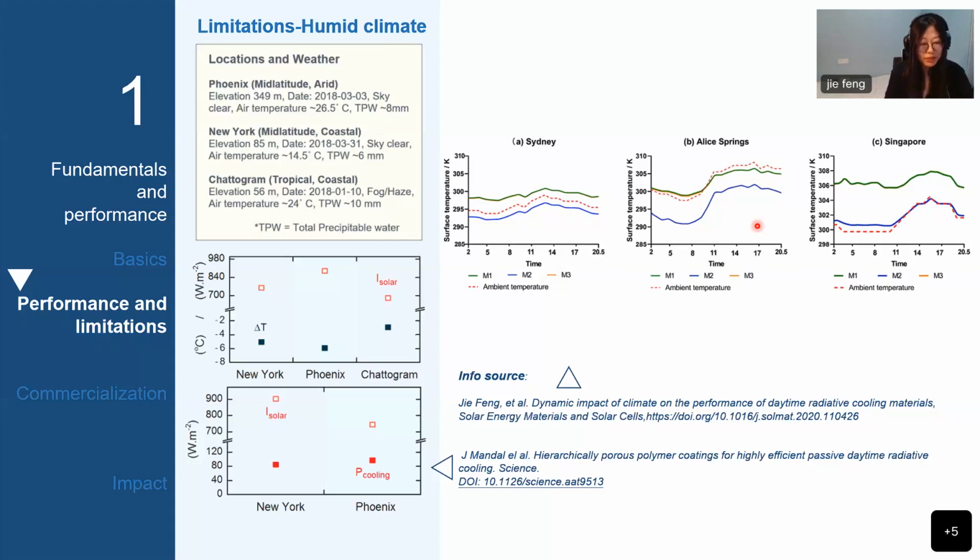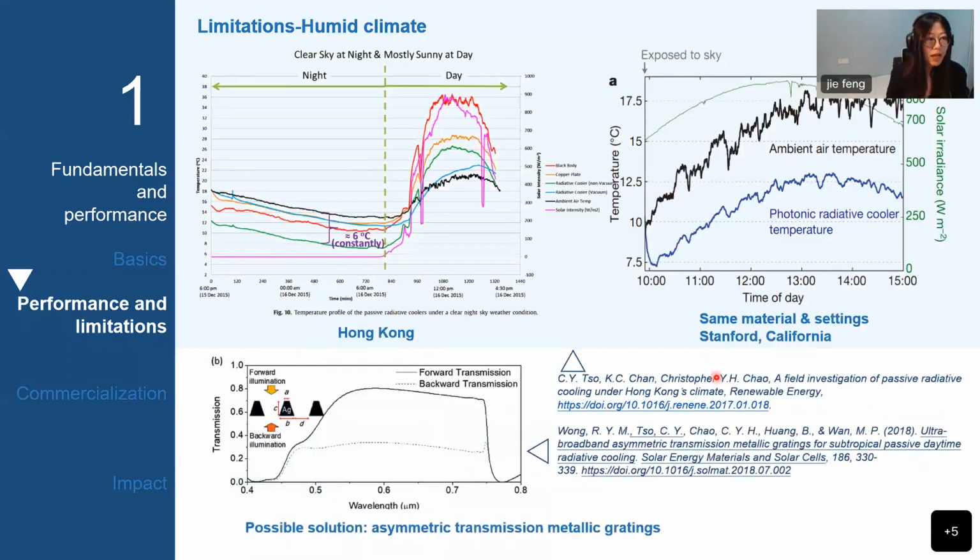We found that the 3 materials can almost all reach subambient in the desert city, which is Alice Springs. Right here, they can all reach subambient temperature, but all have above ambient temperature in Singapore, whilst in Sydney they have intermediate performance. Another example is that for the same material using identical experimental settings, the cooler reached up to 5 degrees subambient in California, you can see on the right side, but cannot be cooler than air in all testing conditions in Hong Kong, which is here.